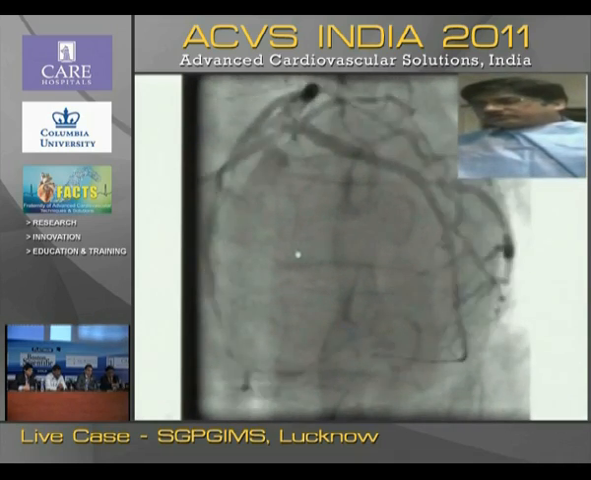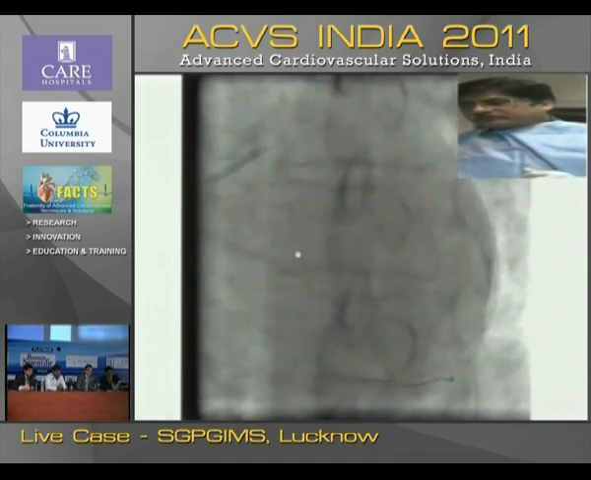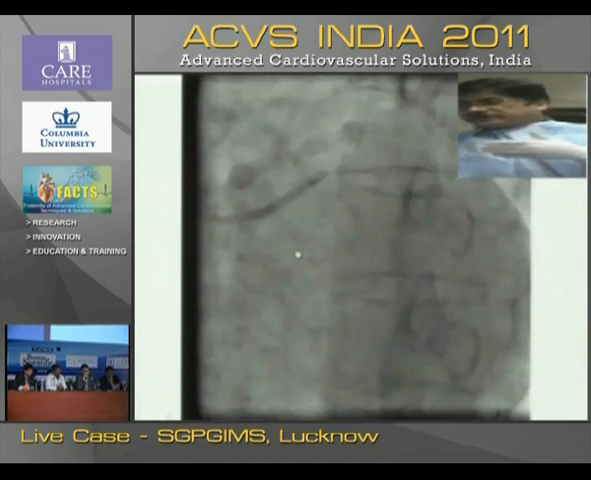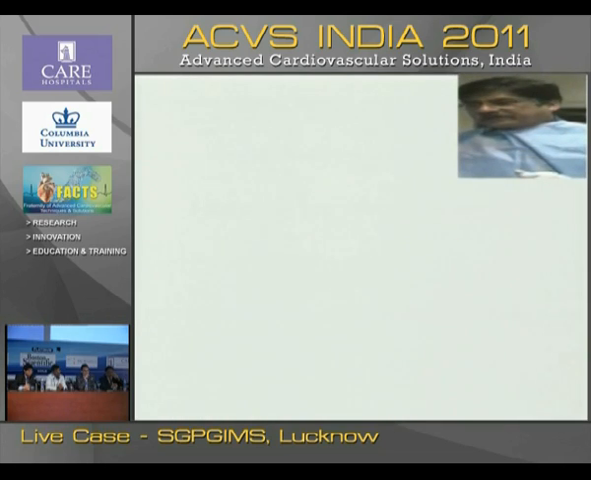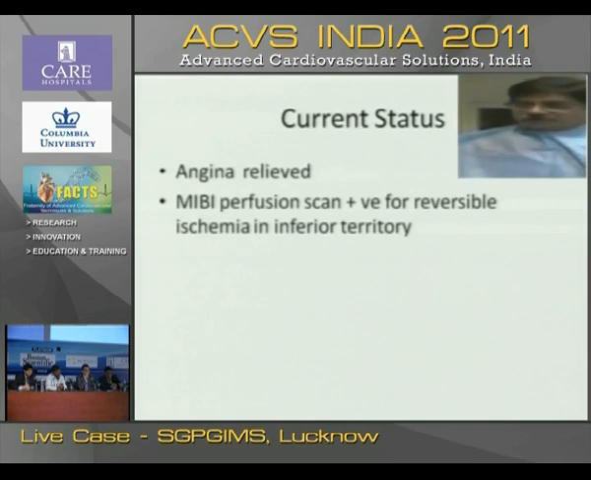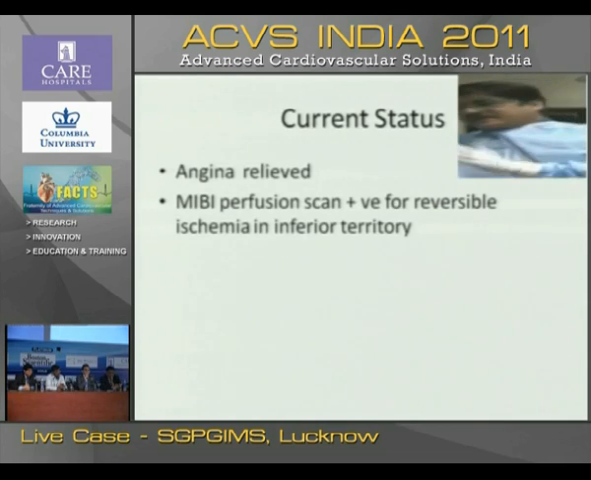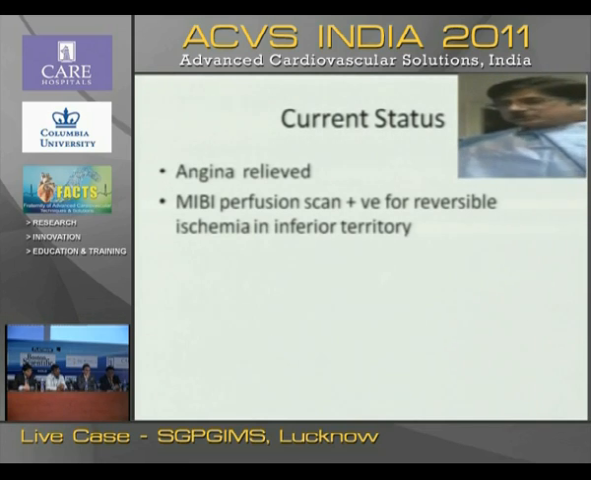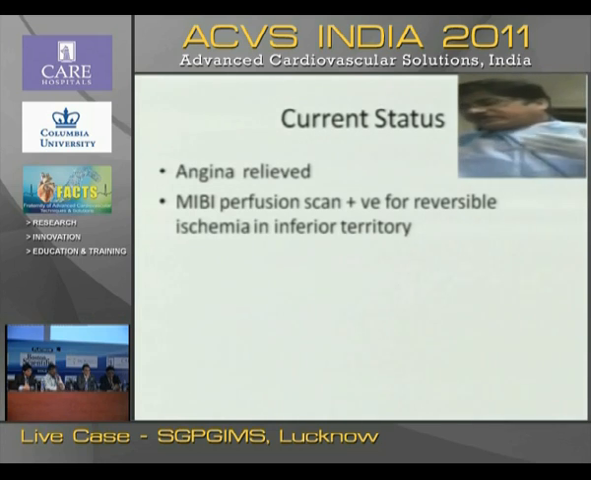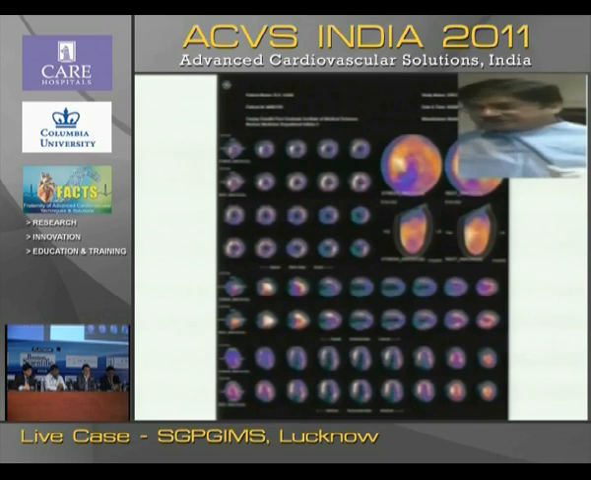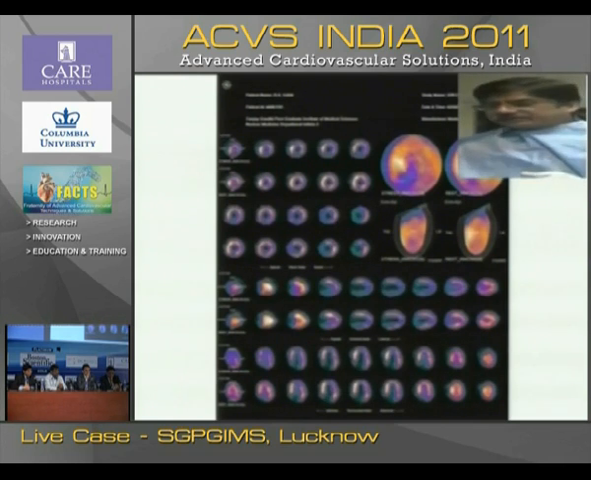So now the current status is, for completeness of revascularization, I had thought that we will do the RCA. As you see, it's a big artery, but angina is to a large extent relieved. So we did a MIBI perfusion scan to see whether what we are doing is really needed or not. You can have a discussion on that. The MIBI scan incidentally was positive for reversible ischemia. You have some pictures there, a little busy set of pictures.